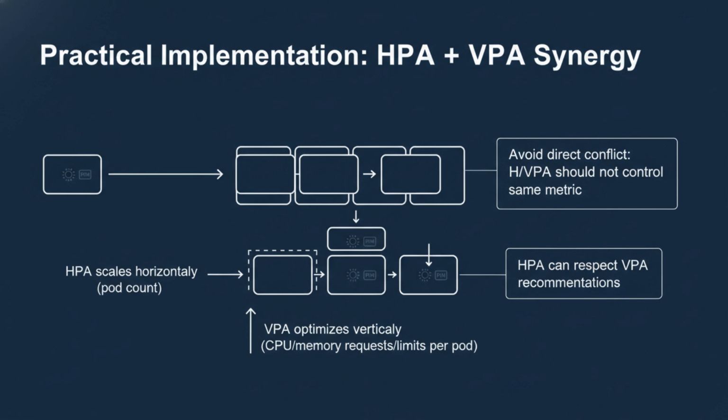VPA recommends resource settings, but HPA scales based on metrics. If HPA adjusts replica count and VPA adjusts resource requests, they generally cooperate. It's crucial to set up HPA to respect VPA's recommendations by using target average utilization, allowing VPA to suggest the optimal per-pod allocation, while HPA manages the pod count to meet overall demand.